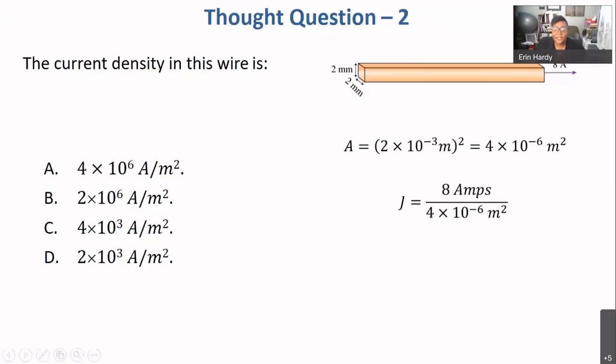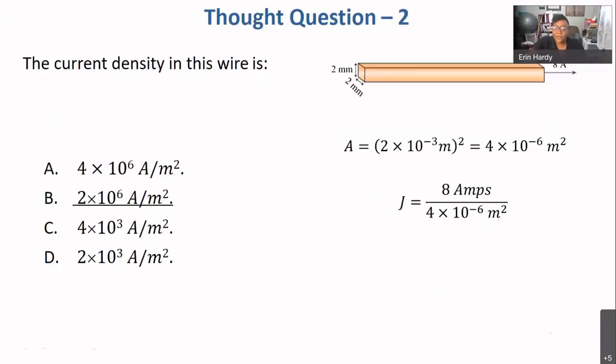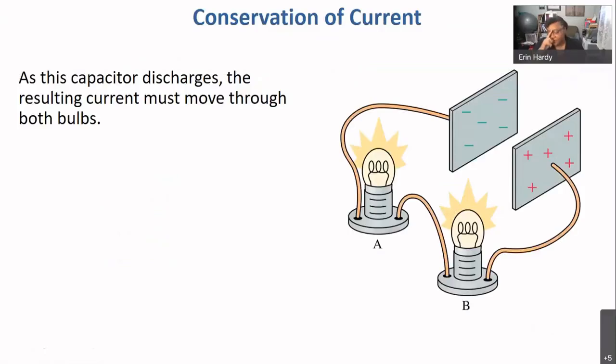If the current in this wire is 8 amps, this ratio is going to yield 2 times 10 to the positive 6 amps per square meter. So an 8 amp current is fairly large. I mean, it is a lot smaller than the ones that we may have already measured in our conductivity lab that we're doing this week.